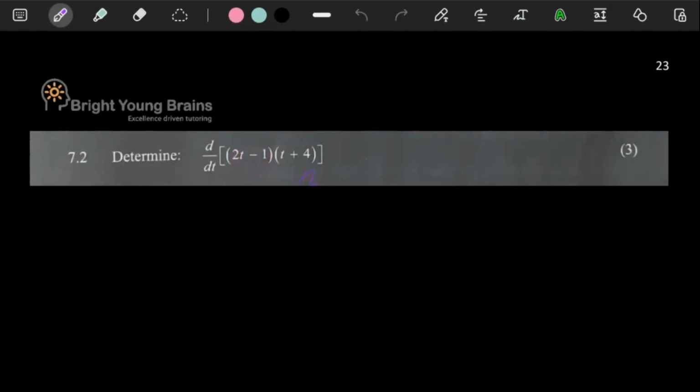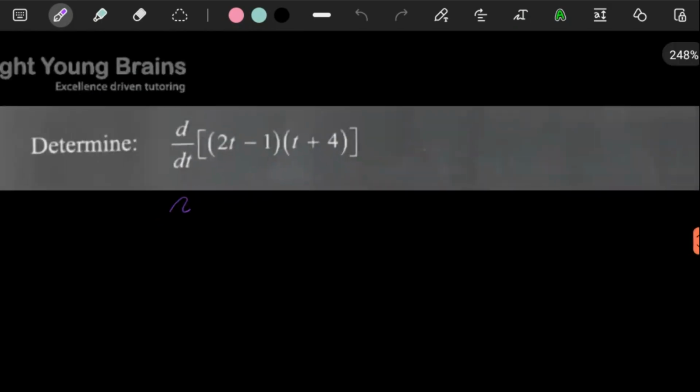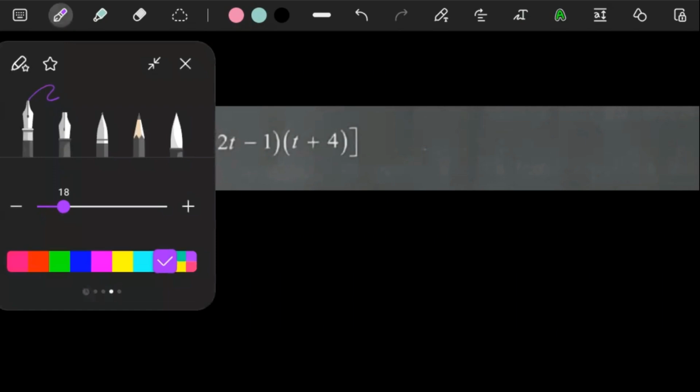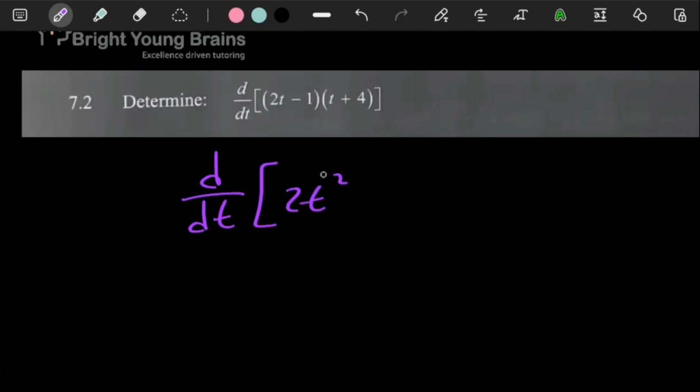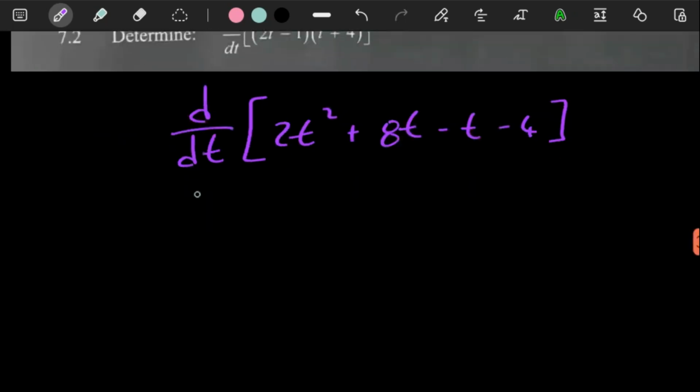Okay, so we have a differentiation question here. So I wanted to differentiate this expression. The one thing you're going to need to do is put this in a format that allows you to differentiate properly. The way we are going to be able to do that is if you multiply out your brackets, you see. So for example, you have here 2t times t, which is 2t squared. And then you have 2t times the 4, which is 8t. And negative 1 times t is negative t. Negative 1 times that is negative 4.